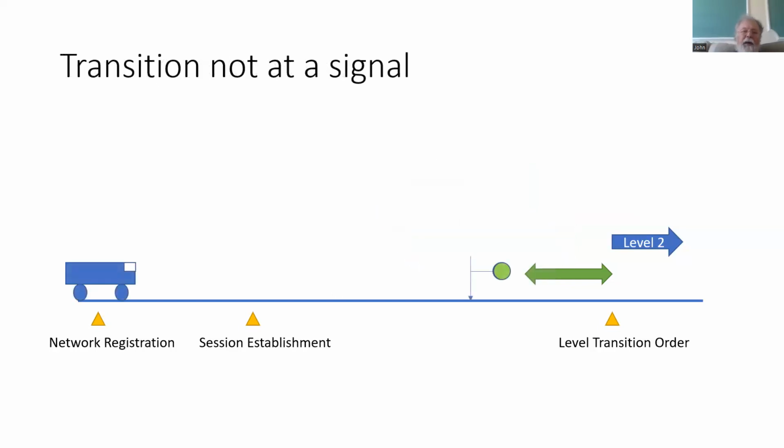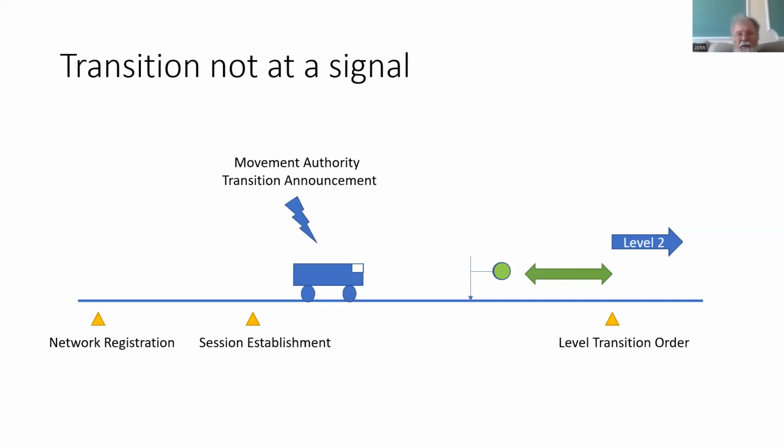So let's have a look at what happens if the transition is not at a signal. Here we have our train on the left, and it will pass along the route, reading the network registration and the session establishment. And once it's established a session, then the RBC can send it a movement authority and a transition announcement. This all works quite nicely. The signal is green, and so the train will be able to proceed. It will get the announcement displayed to the driver, then the acknowledgement, transition, and the movement authority will then become active.